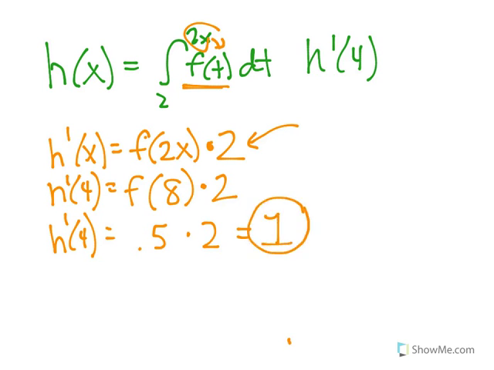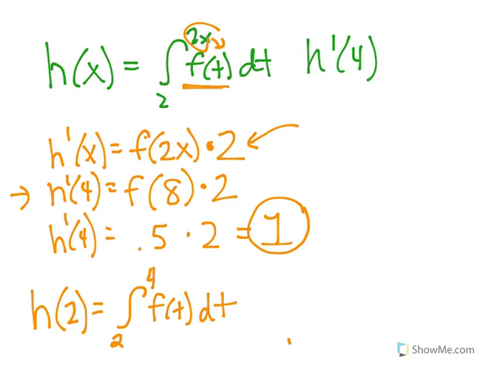And just to kick back on a problem I looked at yesterday, they can ask me for h primes. They can also ask me for h of something. They can say find h of 2. It just means that x is equal to 2. So that's equal to the integral from 2 to 2 times x, 2 times 2 is 4, of f of t dt. And that just means I have to find the area under the curve between 2 and 4.